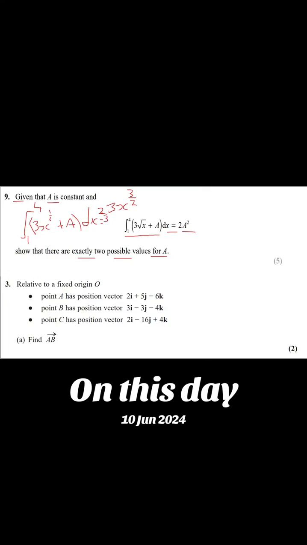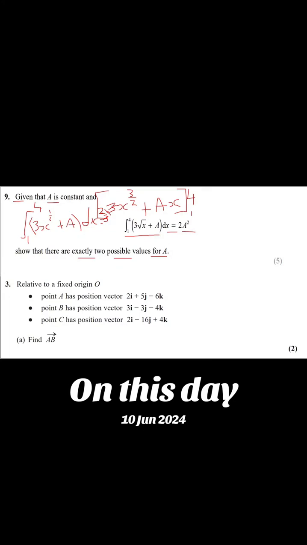So the 3s here are going to cancel. So I'm going to have 2x to the power of 3 halves plus ax, between the limits of 4 and 1. I'm now going to substitute in x is 4, subtract the x limit of 1.